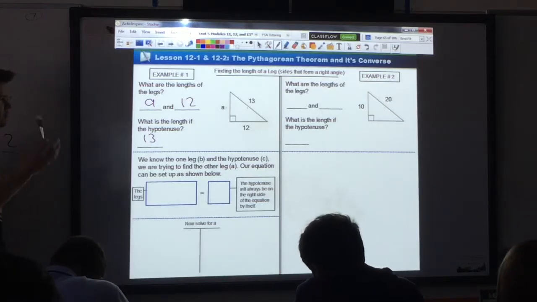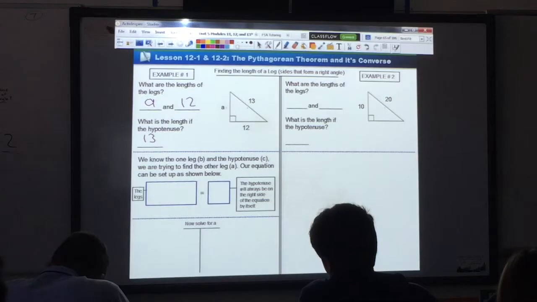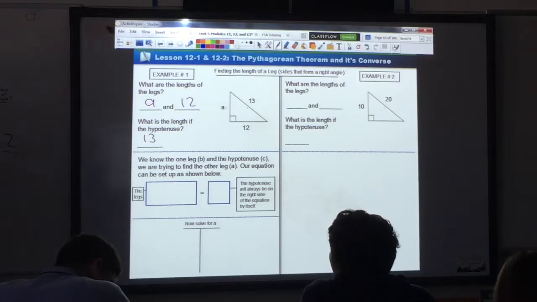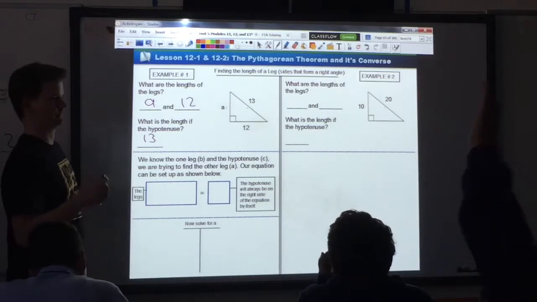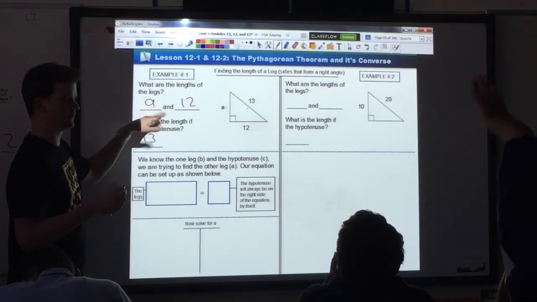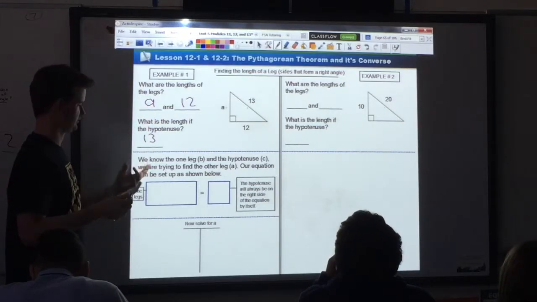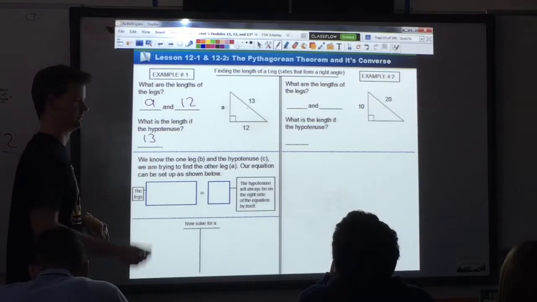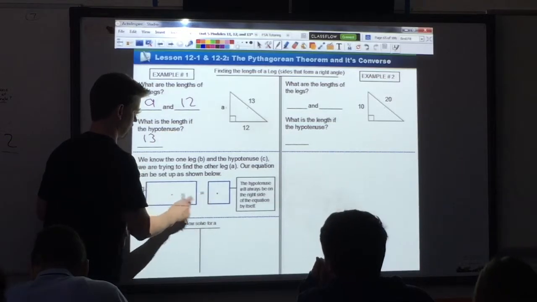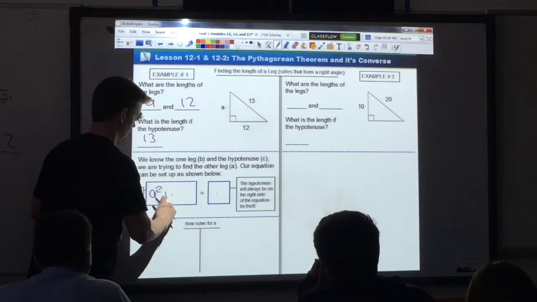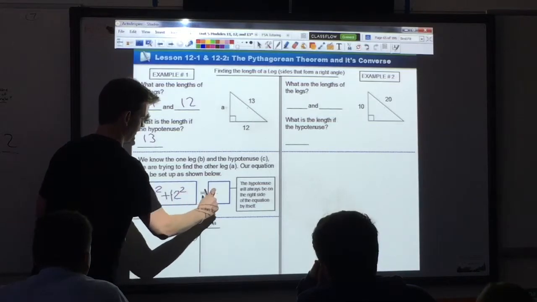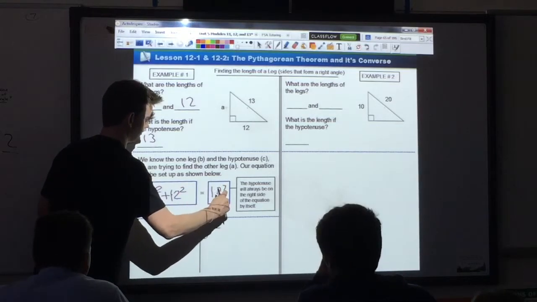Adriana, how would you write this equation? What's the first thing? A, right? We don't know A, right? So what would you write? A squared plus 12 squared equals 13 squared. Perfect. A squared plus 12 squared equals 13 squared.